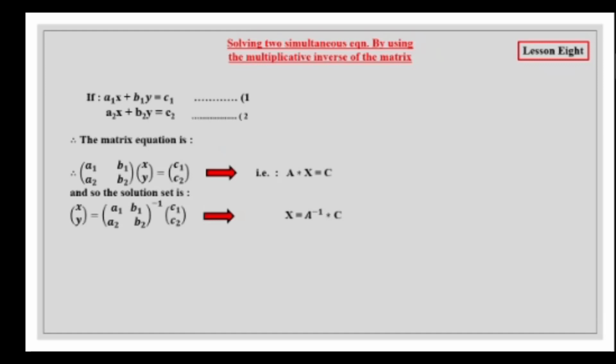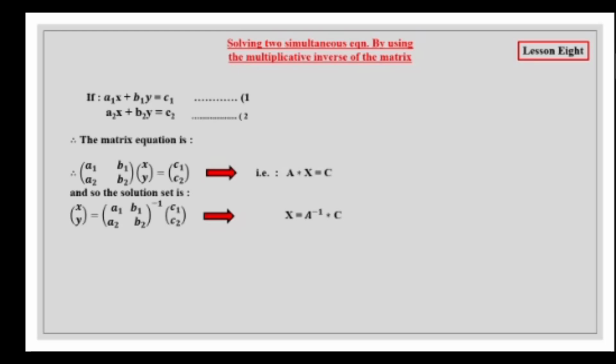the matrix of the coefficients, a1 b1 and a2 b2, multiplied by the matrix of the variables x and y, equals the matrix of the constants c1 and c2. It means matrix A multiplied by matrix X equals matrix C.